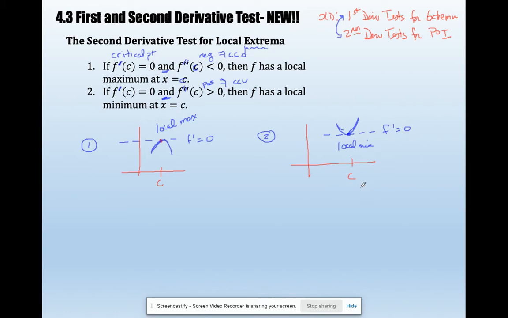This is handy, and it means I don't have to test a bunch of values around. I don't need a number line. It does require that I know where the first derivative is equal to 0, and it does require that I know where the second derivative is positive or negative.